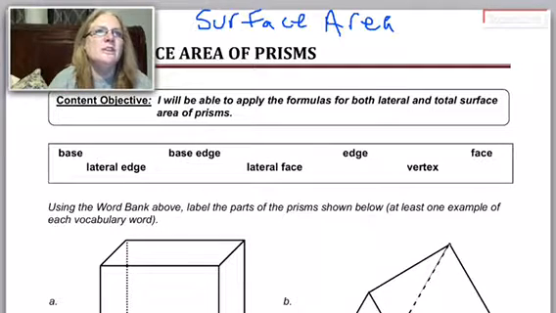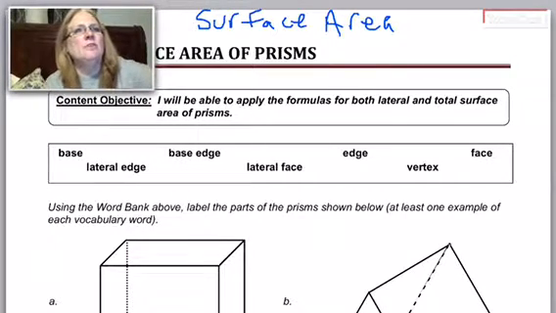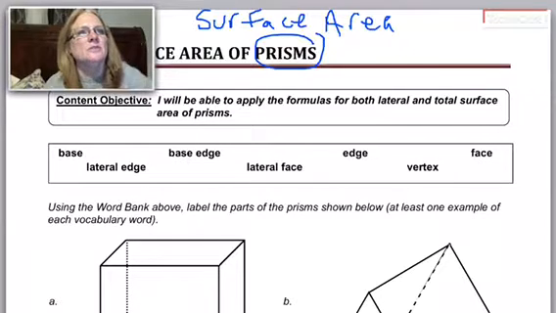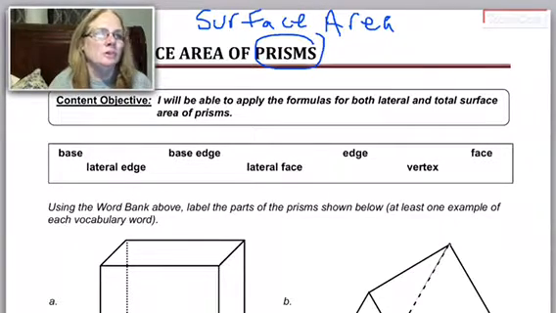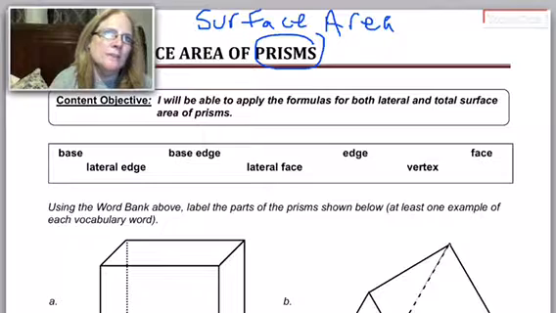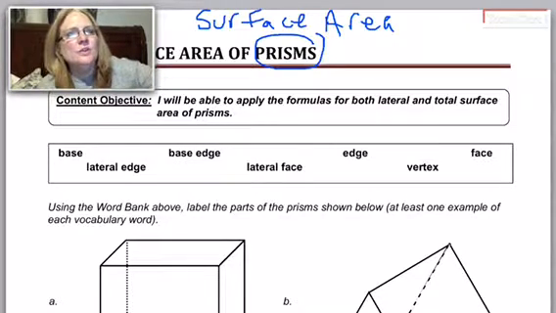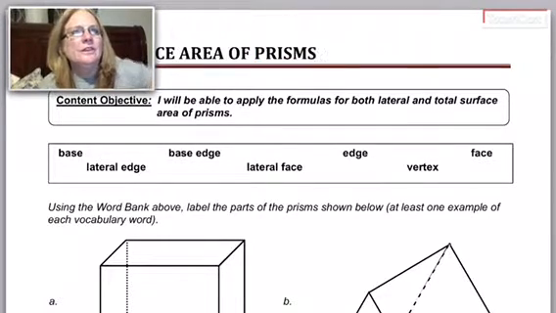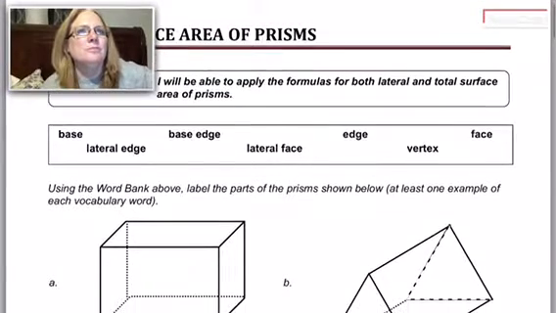This is our first video on surface area, and on this one we're going to talk about the surface area of prisms. We want to apply the formula for both lateral and total surface area. Here's a word bank that talks about the different parts of a prism.